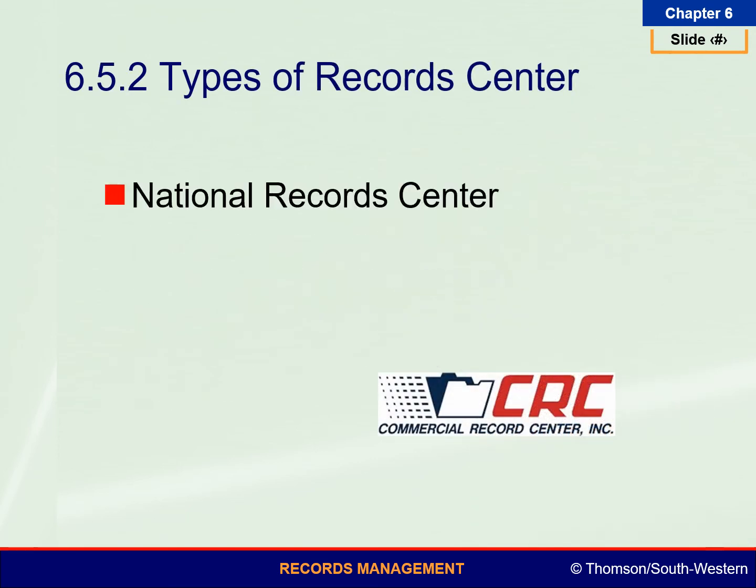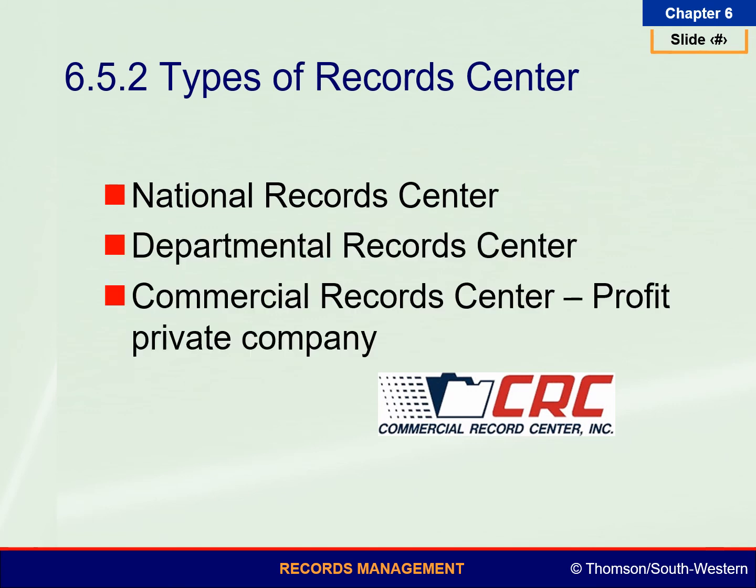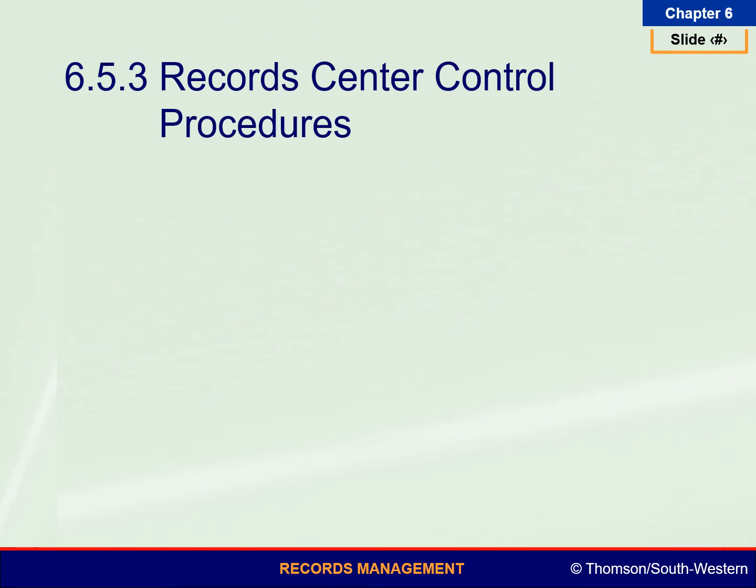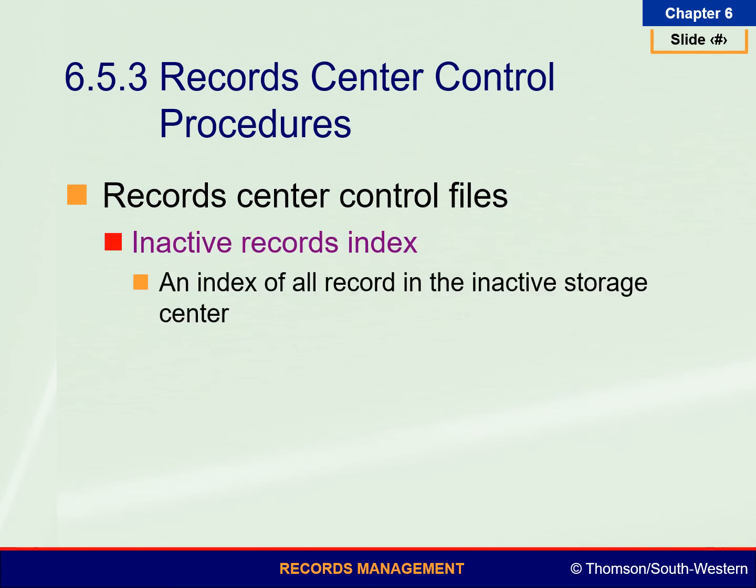Okay, there are 3 types of record center. First one is National Record Center. Second is Departmental Record Center. And last one is Commercial Record Center, which is for profit private company. Okay, so there are 4 control procedure in record center. First one is record center control files, which is we have inactive record index.